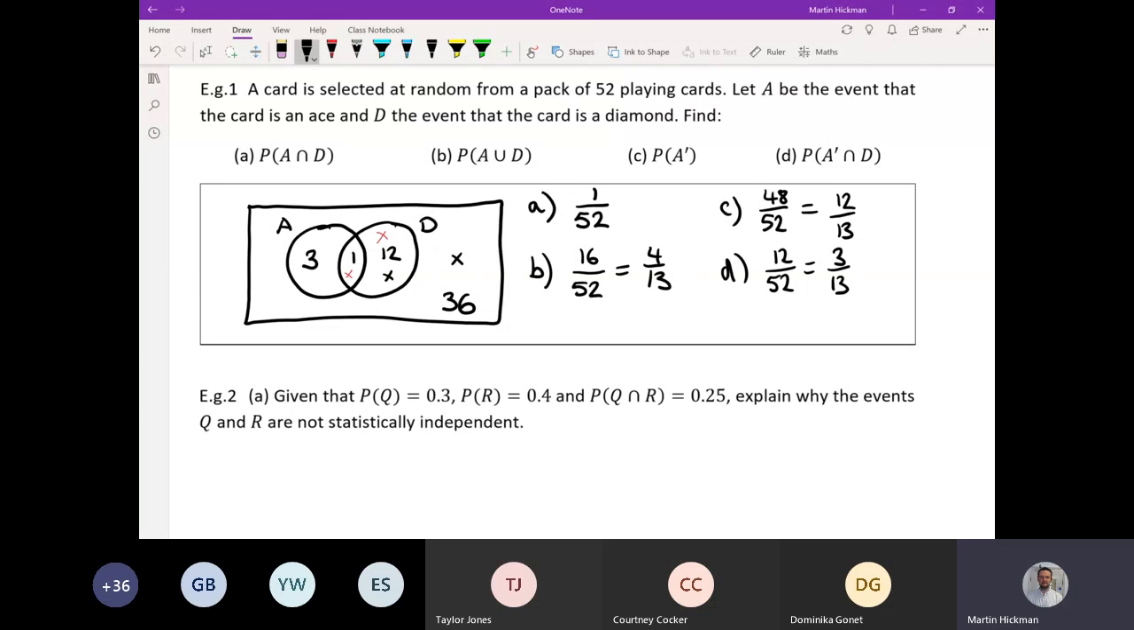Now, if you put that into words, this just means the probability that the card is a diamond, but it's not an ace. And if you know your cards, there's 13 diamonds in the pack, but one of them is going to be the ace of diamonds. So there's only 12 cards there that are diamonds, but not an ace at the same time.